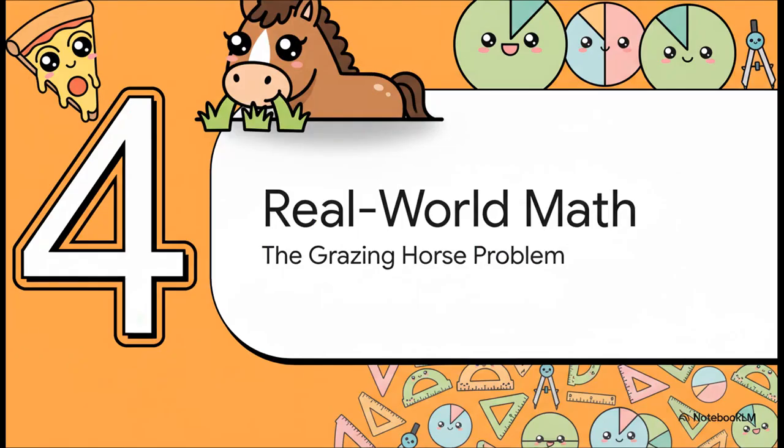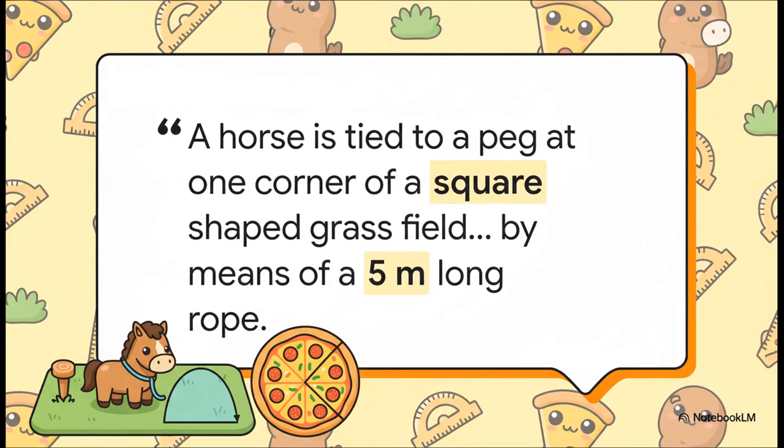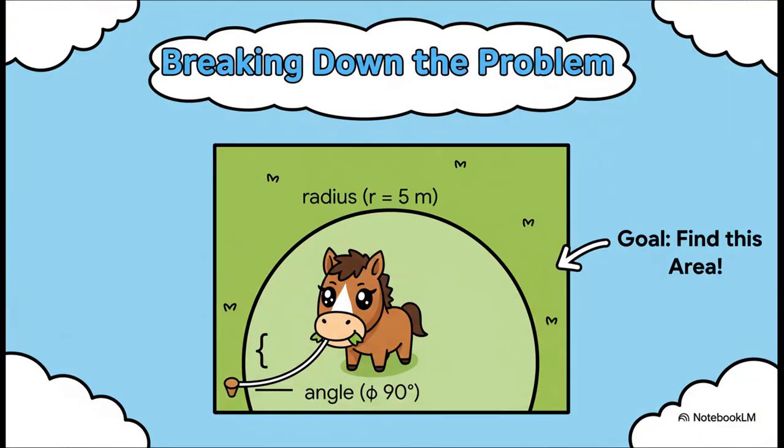All right, formulas are cool and all, but let's see how this stuff actually works in the real world. We're going to apply what we've learned to a classic geometry problem. So here is our scenario. We've got a square field, a horse tied to one corner, and a rope that's 5 meters long. The big question is, what's the total area of grass that this horse can eat? This is a perfect job for our sector formula. So let's translate this word problem into math.